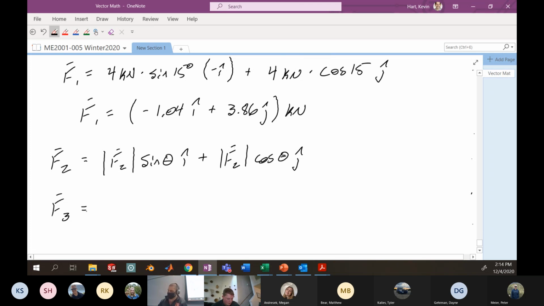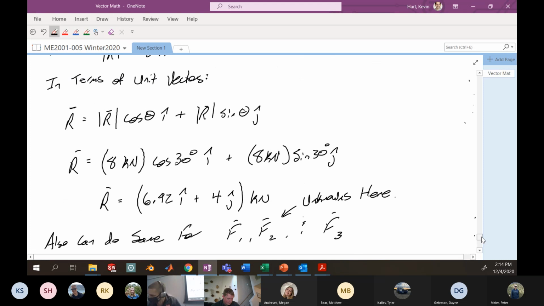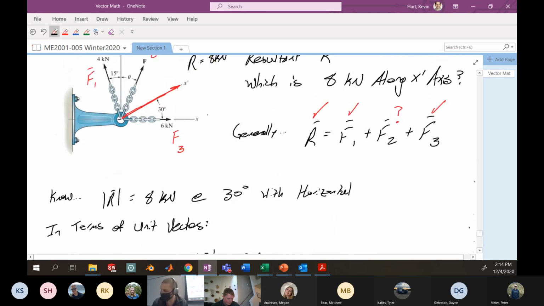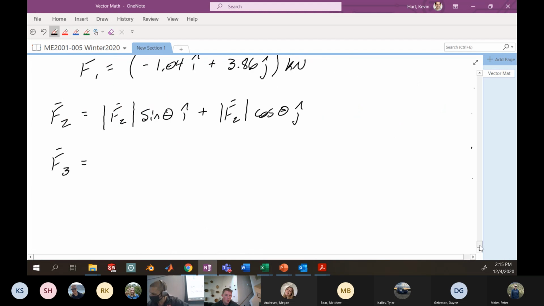Vector F3, similar idea. Here we've got this vector F3, but it is entirely in the x direction. So it's pretty easy to see that this vector F3 is just 6 kilonewtons in i hat. All right, so that one's pretty easy.